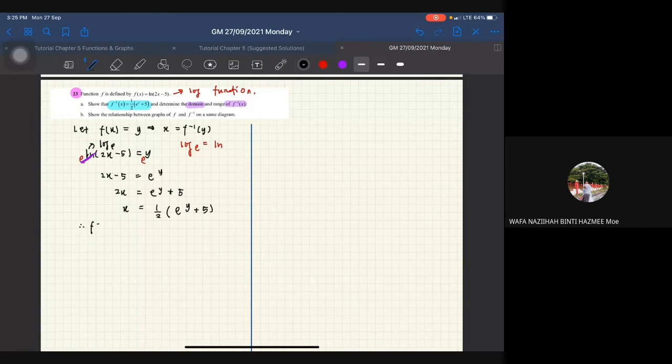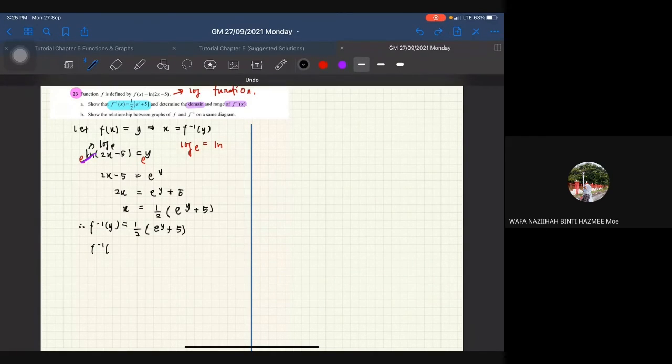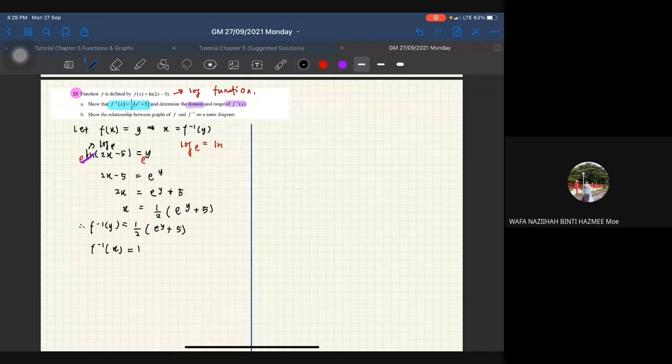So, first we have f inverse y is equal to 1 over 2 in bracket e power of y plus 5. Okay, and then kita tukarkan saja kita punya variable into x. So, you have f inverse x is equal to 1 over 2 in bracket e power of x plus 5. Settle. So, this one dah sama dengan apa yang soalan minta. So, kita dah prove.